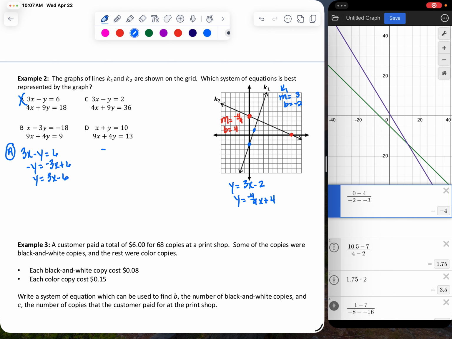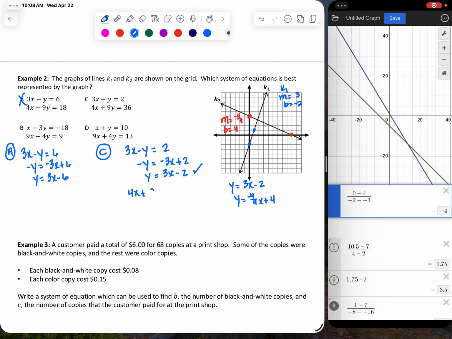All right, so let's go to answer choice C. 3x minus y is equal to 2. Start by subtracting 3x from both sides. So negative y equals negative 3x plus 2, and then divide everything by negative 1 to get positive 3x minus 2. Notice that line checks out. So if the top line checks out, now you have to check the bottom line.